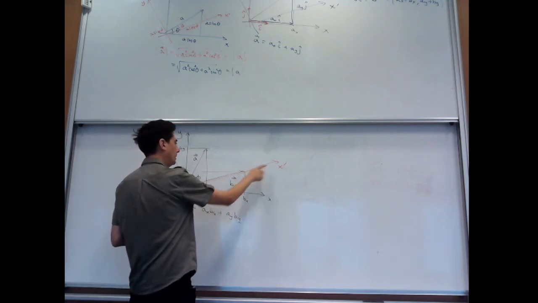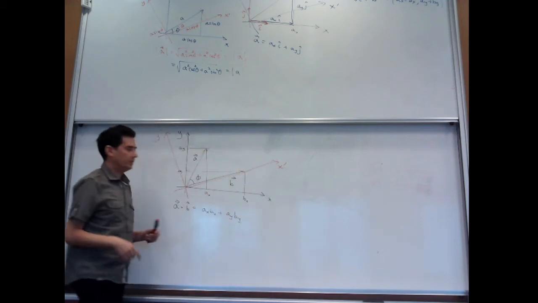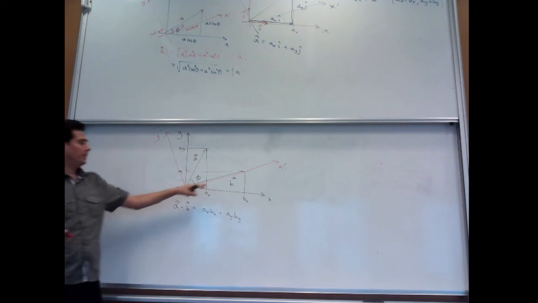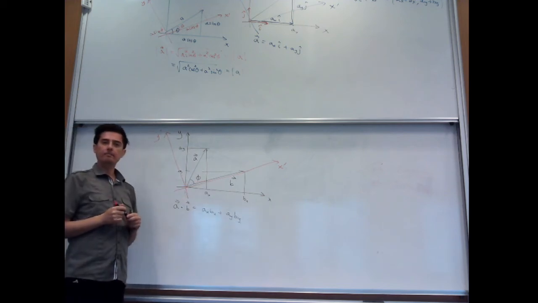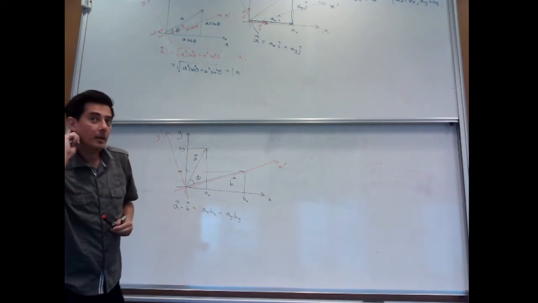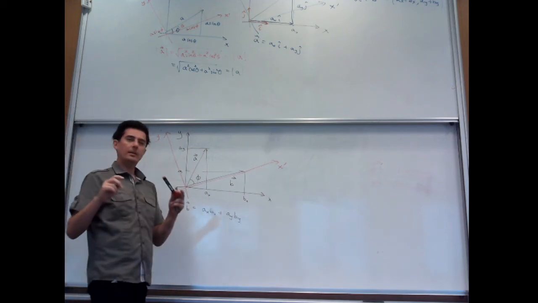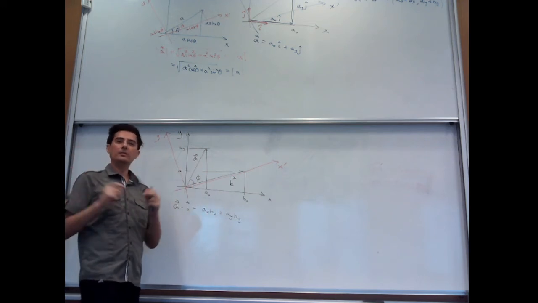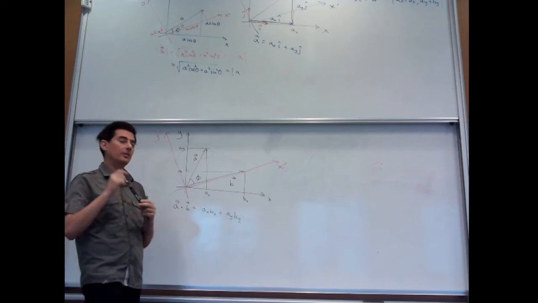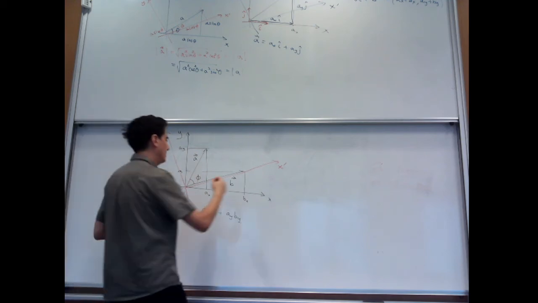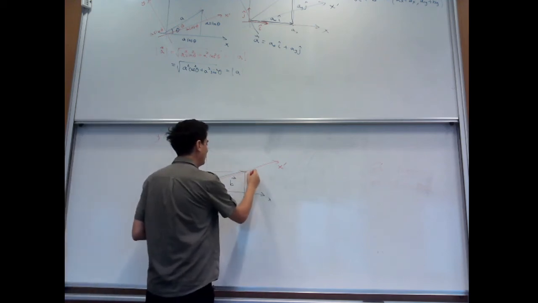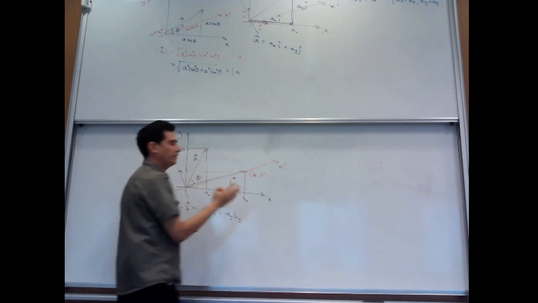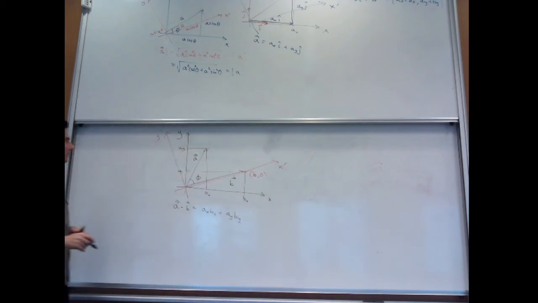what are the coordinates in the x dash, y dash system? What are the coordinates of this B vector? So it's B, 0. Yes, B, 0, exactly. So this coordinate is B, 0. This is in the dashed system, yes?